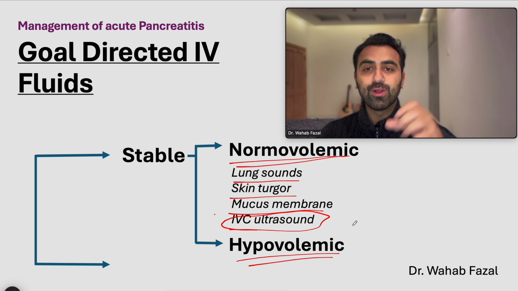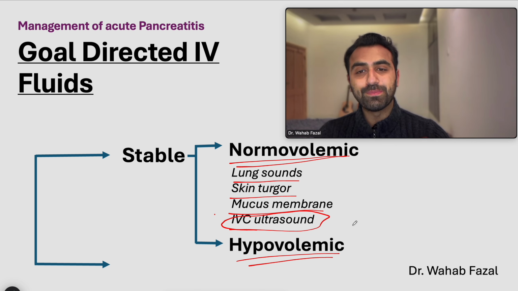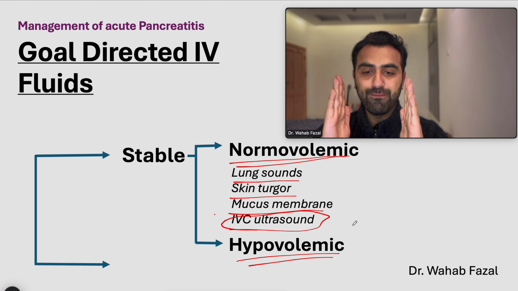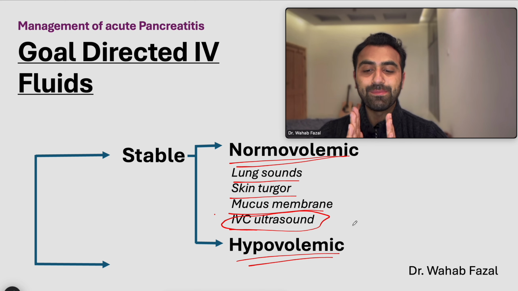Basically, you go and put this probe directly on the patient's abdomen. You look at the IVC. If the thickness of the IVC is enough, that means you have enough blood volume. If the thickness of the IVC is decreased, that means your blood volume is decreased and you're hypovolemic.